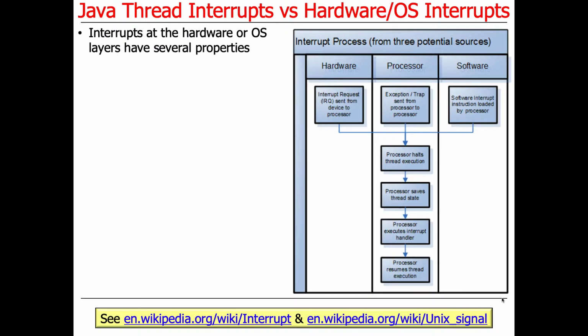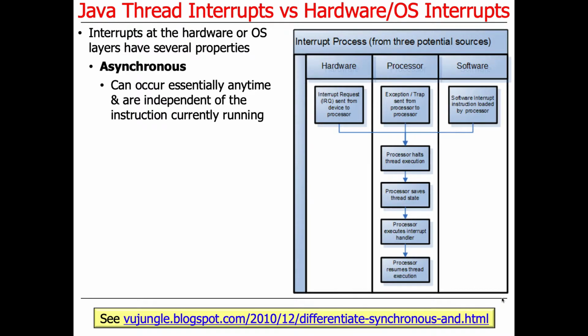Interrupts at the hardware or operating system level have several interesting properties, which you can read about in the interrupt Wikipedia link or the Unix signal interrupt link. First of all, these interrupts are typically asynchronous. That means they can occur anytime, and they're also independent of the instruction that's currently running.